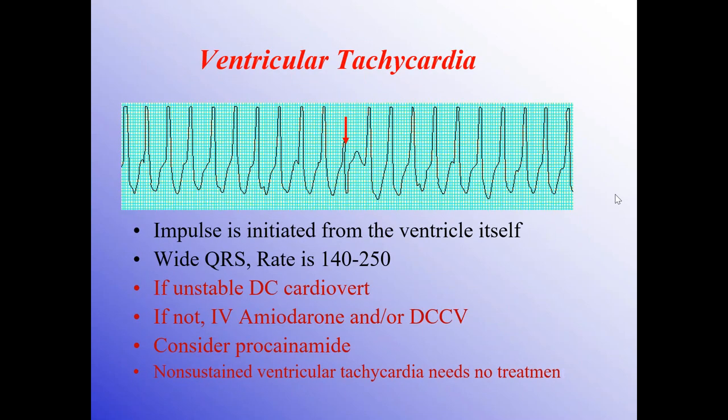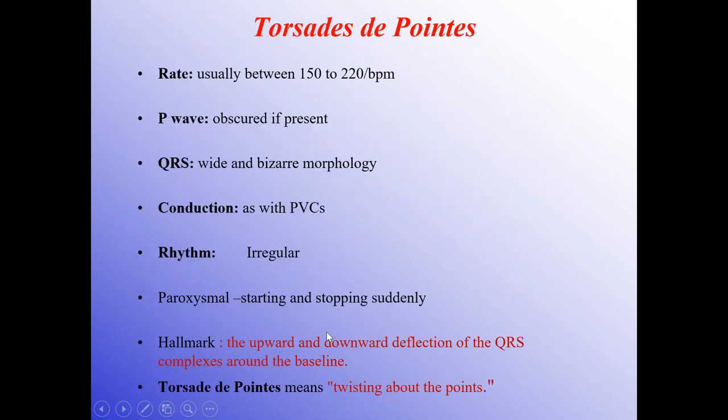So what is the basic treatment? If there is hemodynamic compromise, straight away go for a DC cardioversion. But if you don't have the facility, then Cordarone (amiodarone) once again is the drug. What is torsades de pointes? It's a type of VT only.